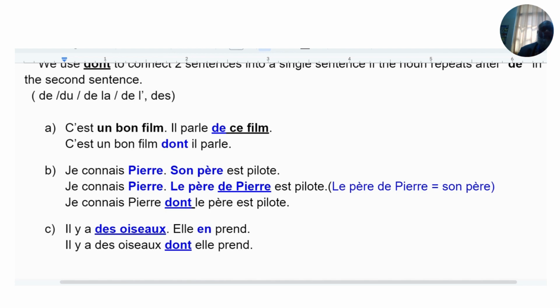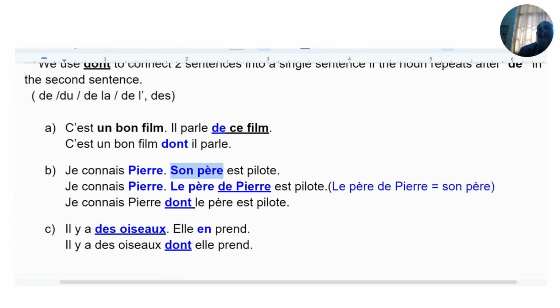Then, je connais Pierre, son père est pilote. When you write the sentences directly, we can see that there seems to be no connection between these two sentences. But look at the words son père, which refer to the father of Pierre. So son père can be written as le père de Pierre. So the noun Pierre is repeated after the preposition de in sentence 2. Again we can use the relative pronoun dont to connect these sentences.